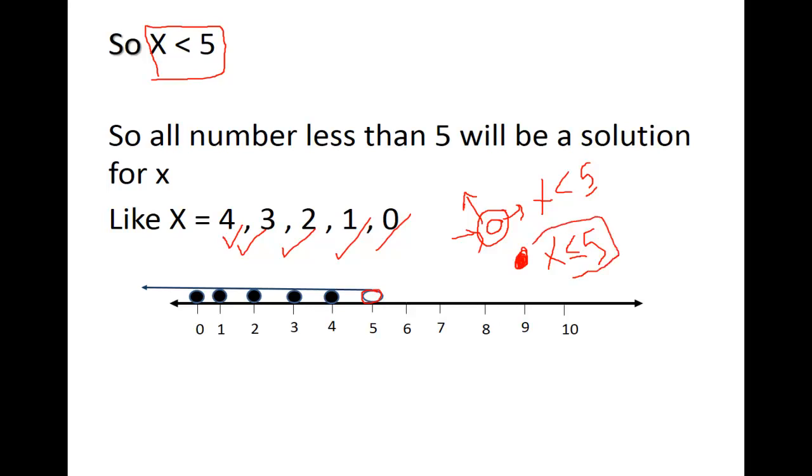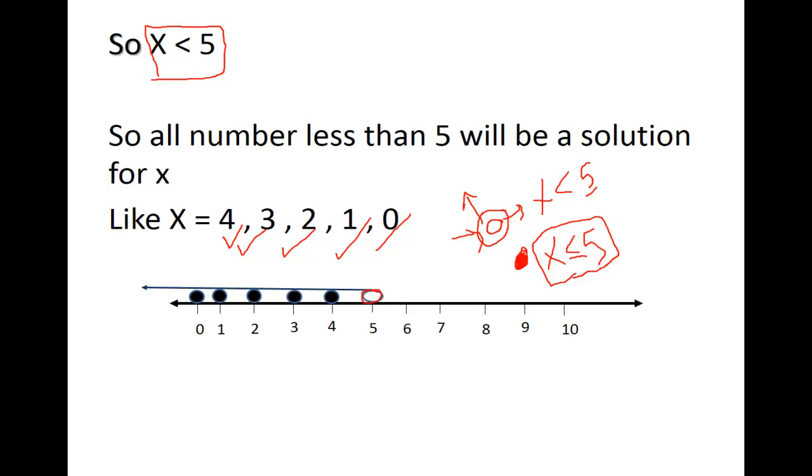Less than or equal to 5. So if we make an empty circle, it means x less than 5. We're going to take all the numbers below 5. For x less than or equal to 5, we make a filled circle with our pencil like this one.